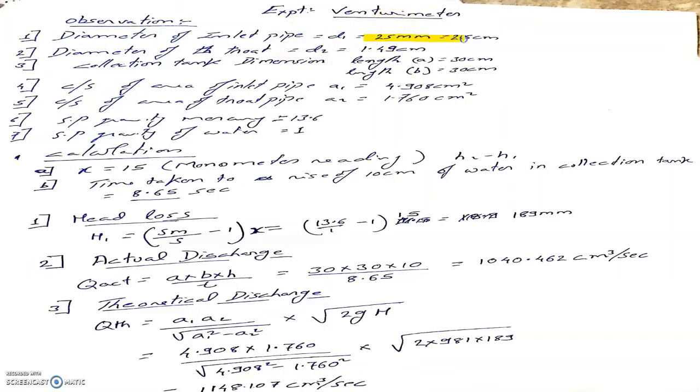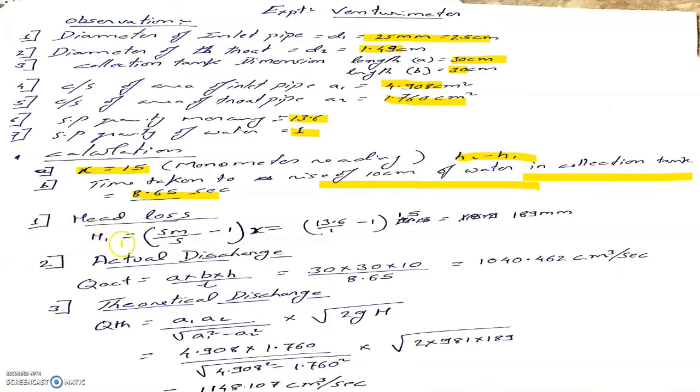As you can see here, there is the dimension of the pipe, the dimension of the throat, and the length and breadth. There is the area of the pipe, the area of the throat itself, the specific gravity of mercury, and the specific gravity of 1. Here I have taken the x value from the experiment we conducted. This is the manometric difference reading, that is H2 minus H1. The x value here is around 15. The time taken is 8.65 seconds to rise the water level by 10 centimeter height in the collection tank itself.